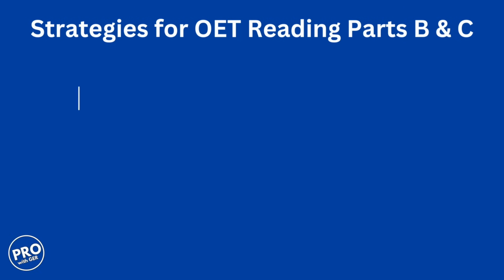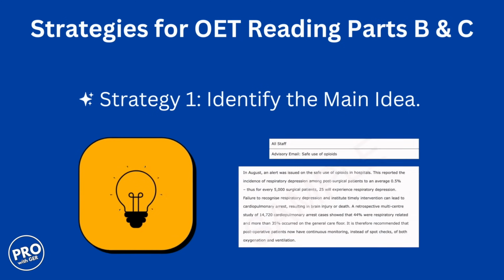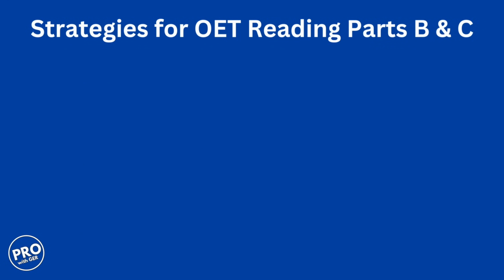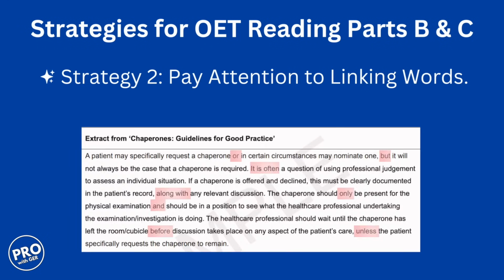First up is to identify the main idea of the text. For each text, ask yourself, what is the writer's primary message? Look for topic sentences and recurring themes. Our next important strategy is to pay attention to linking words throughout the text. Words like however, in contrast, furthermore, signal shifts in meaning or connection between ideas.